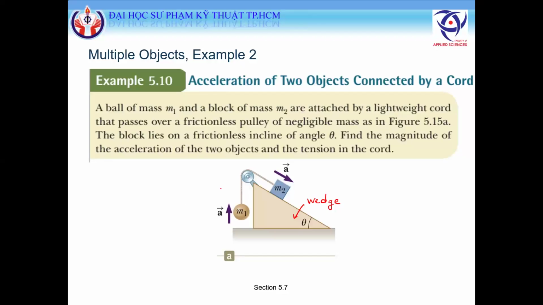Okay, we have two masses, M1 and M2. We have the pulley, but as in the previous example, the friction on the pulley is negligible, no friction, right? The block lies on the frictionless incline, and the lightweight cord, the cord is a rope here, right? Meaning the mass of the cord is negligible.